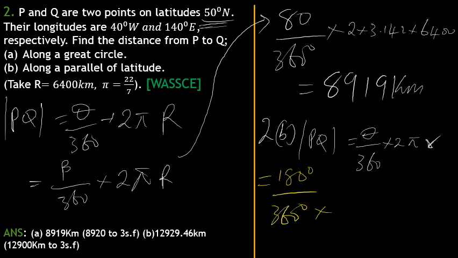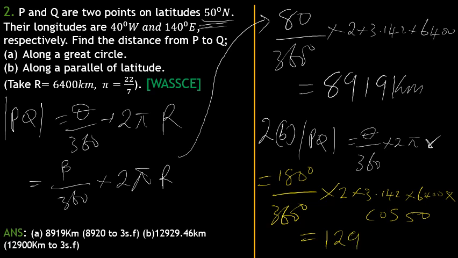Times 2 times 3.142 times capital R, that's 6400, times cos alpha, which is cos 50. If you punch this well, you are supposed to get 12,929.46 kilometers, and that becomes the answer.